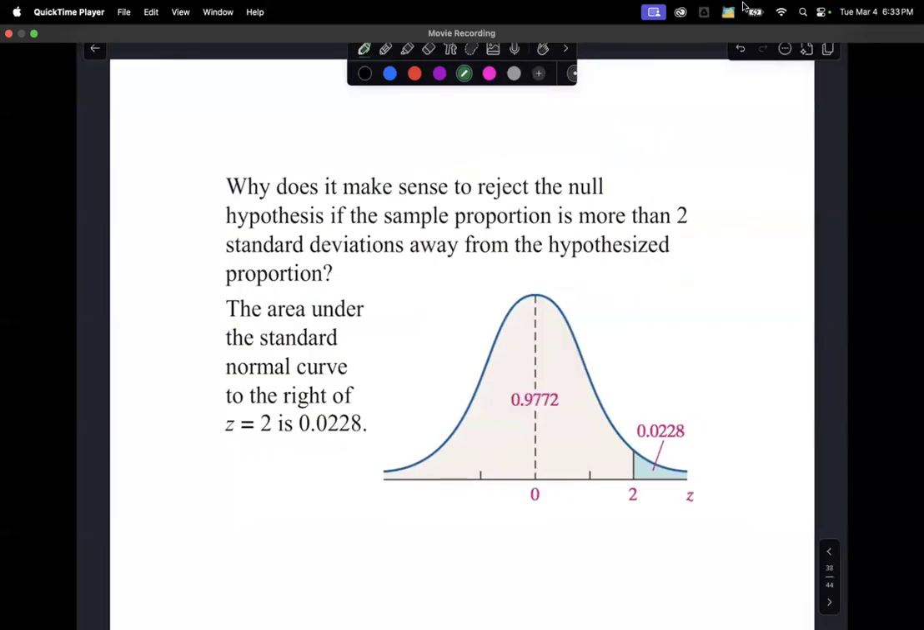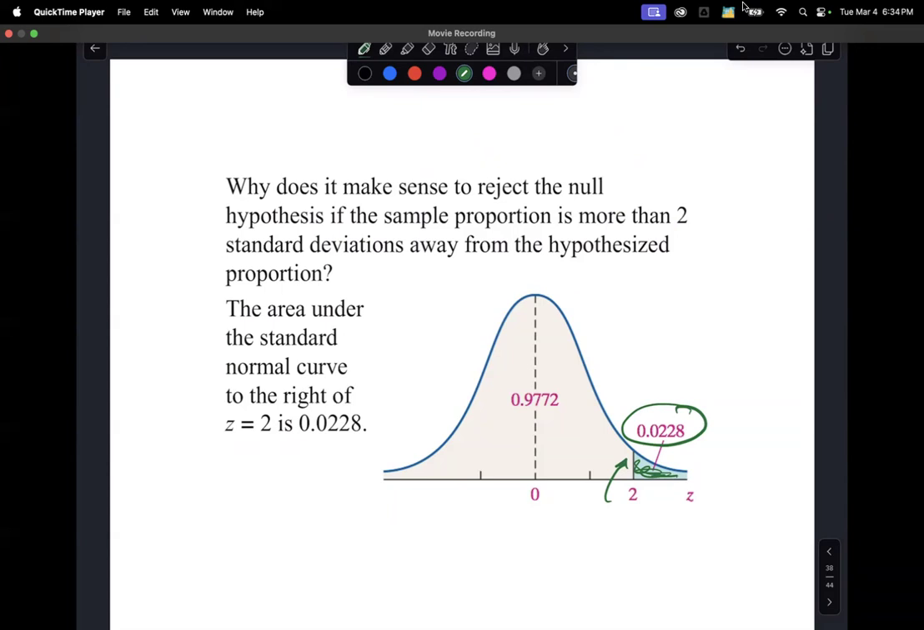Okay. So now I'm going to take the probability. Just to show you, what I did was I found the probability of getting a z-score to the right of 2. Remember this z-score right here on the edge of my confidence interval. This is 2. The probability of getting greater than 2 is 0.0228. So the area under this curve right here is 0.0228.